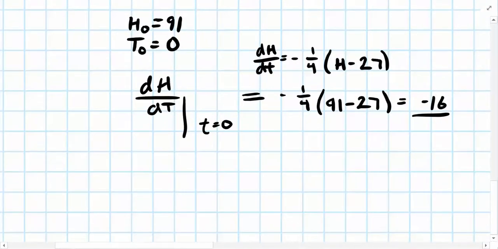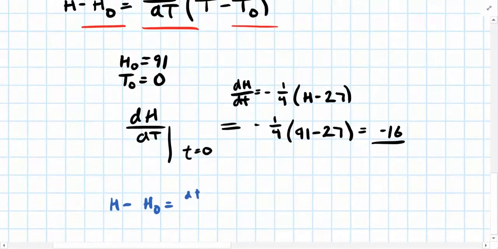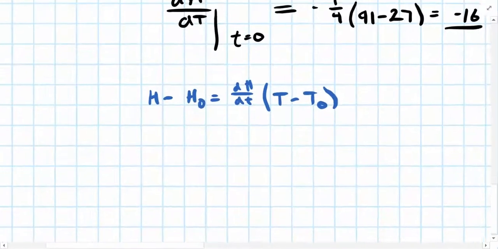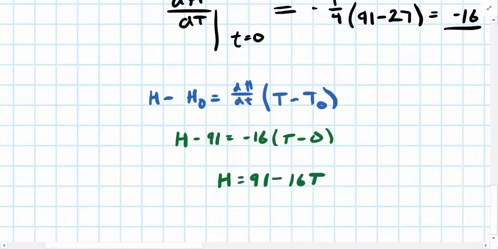So we're able to determine that h minus h naught equals, again, dh dt times t minus t naught. And now we can plug everything in, so h minus 91 equals negative 16 times t minus 0. So h just equals 91 minus 16t.